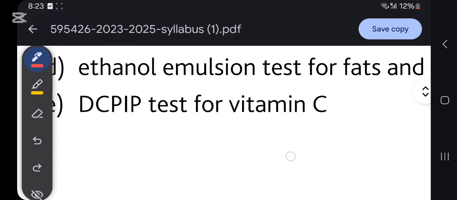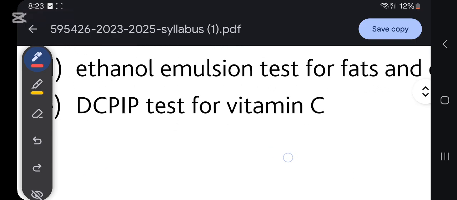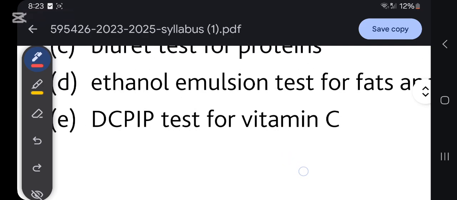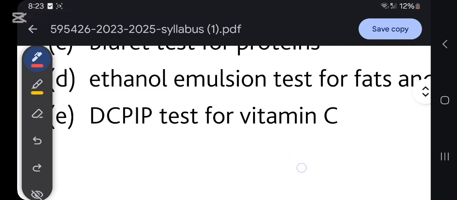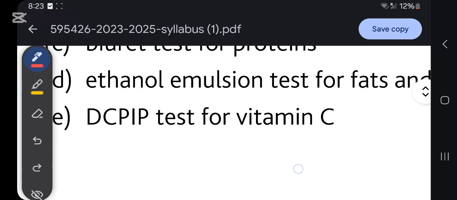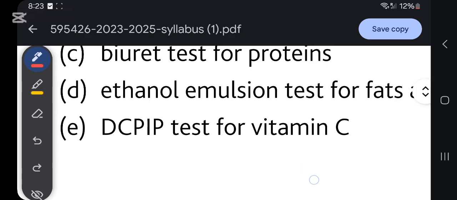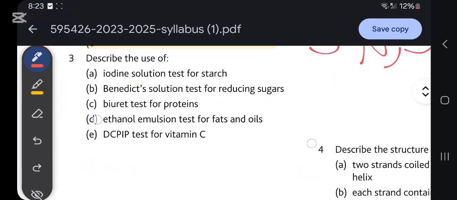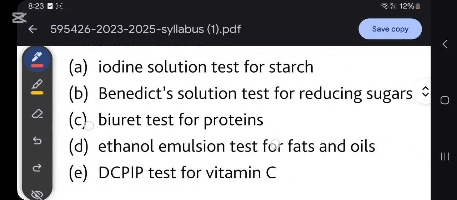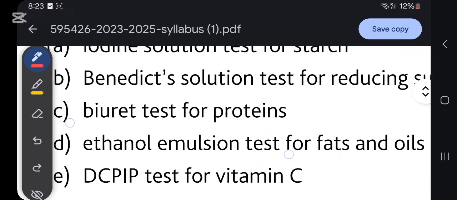What you do is take vitamin C, maybe lemon juice or something, and then you add drops of DCPIP and see how long it takes to decolorize, and the number of drops and all that. That's all a paper 6 thing, but just know that the color changes for now.